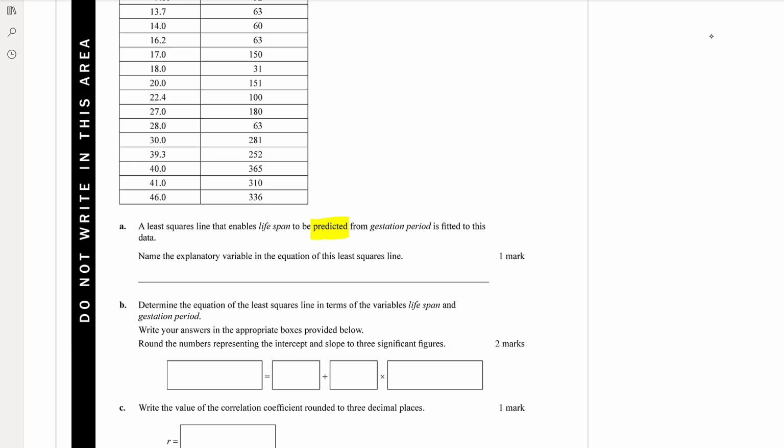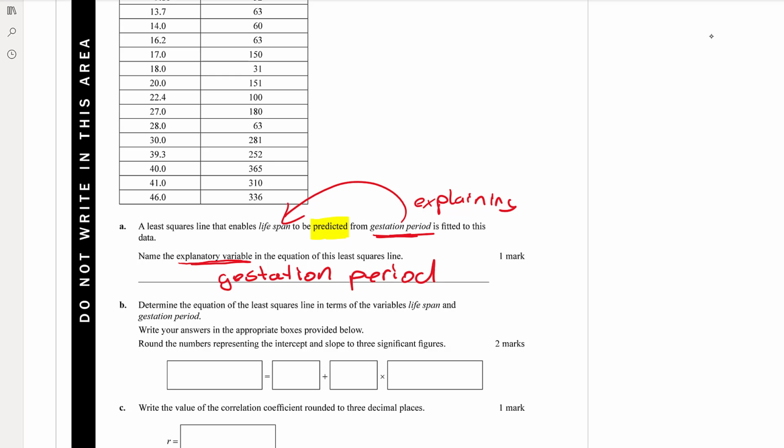And the reason I'm going into details is so you can start to think about it, because it's looking for the explanatory variable. Because it says lifespan is predicted from the gestation, the gestation part is explaining what happens, if you want to think like that. So the gestation period is the explanatory variable. That's how you have to try to look at these questions at times.